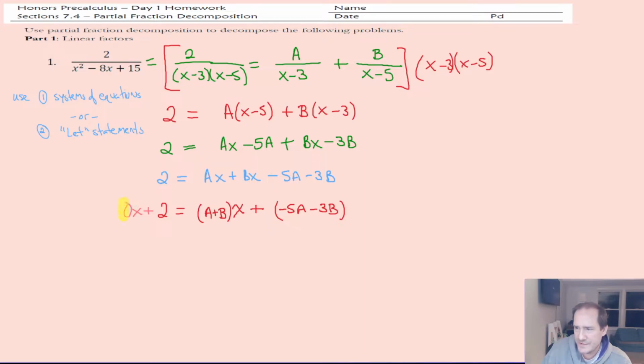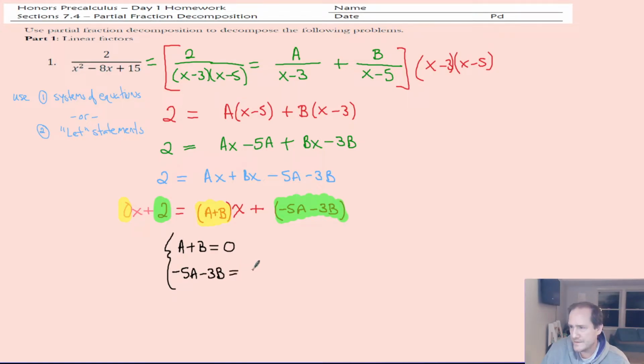So basically I know that if the coefficient of x is 0, then a plus b must equal 0. And that generates the first equation of my system. That a plus b equals 0. Then the constant generates a second one. I see here that my constant is 2. And I see over here that my constant is negative 5a minus 3b. So that means that negative 5a minus 3b is equal to 2.